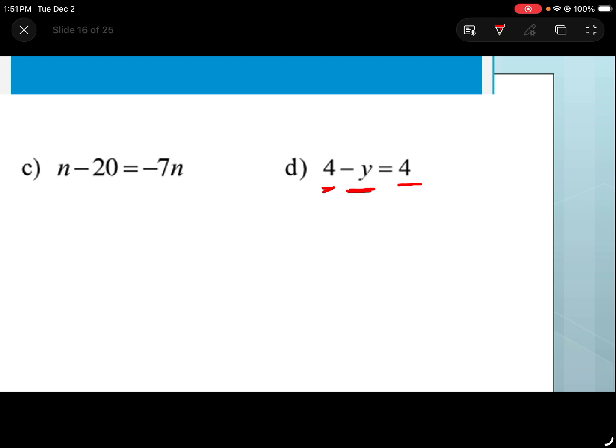Right, we don't have a y on both sides, so I'm just going to subtract 4 from both sides, because it's technically negative y plus 4, isn't it? If I subtract 4 from both sides, I get negative y is 0. And then if negative y is 0, weirdly enough, y is 0. Still a bit of a silly question, that one.